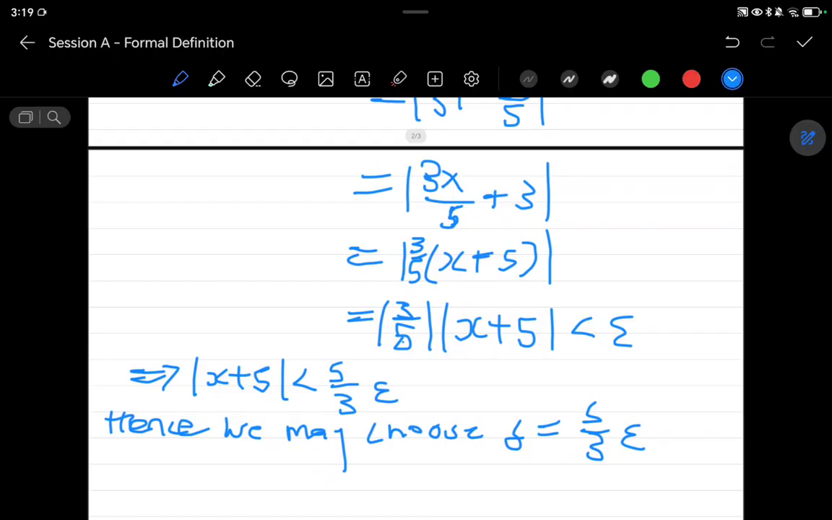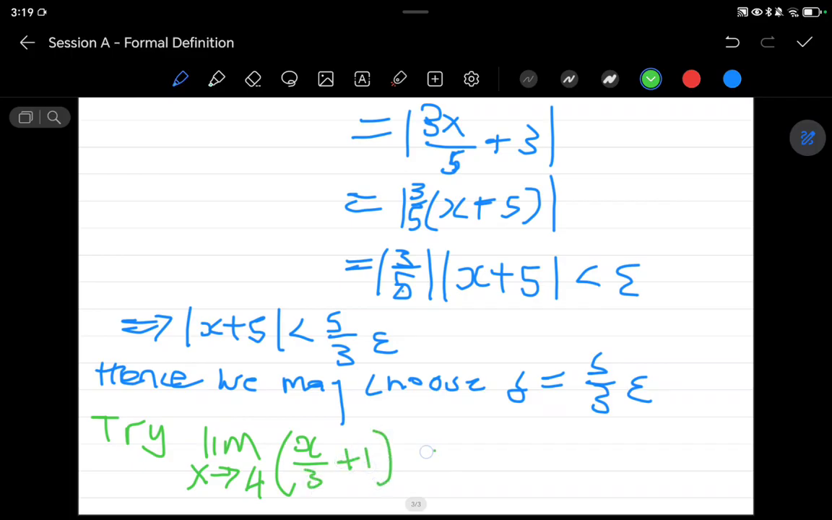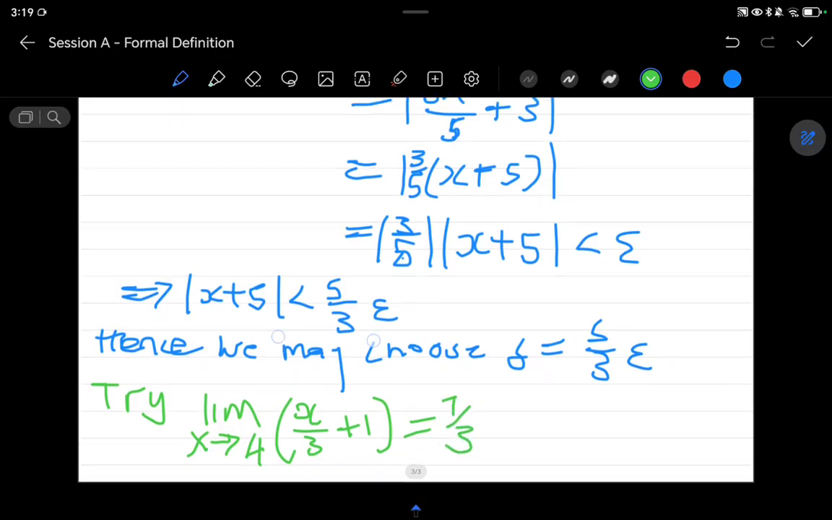Now we have this question. This one you must write it yourself. I'm going to give it to you to try: the limit as x approaches 4 of x over 3 plus 1, which is equal to 7 over 3. You should try this.